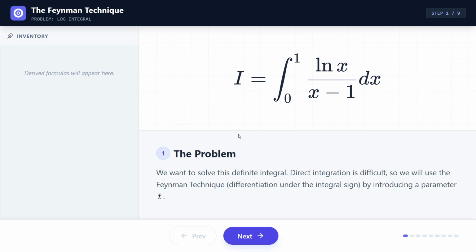Today we're going to solve this integral, and this is going to connect to the previous video where I proved that the sum of the reciprocals of the squares is equal to pi squared over 6. So this integral resists standard integration techniques, so we'll use Feynman's technique, or differentiation under the integral sign, by introducing a parameter t, but not in the usual way.